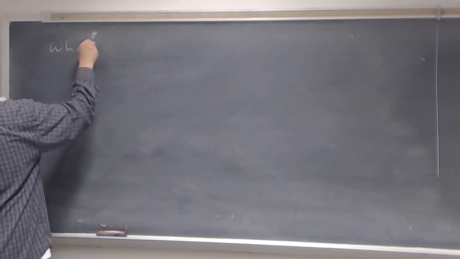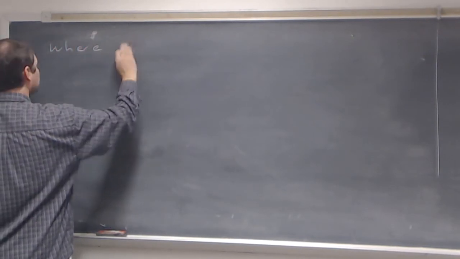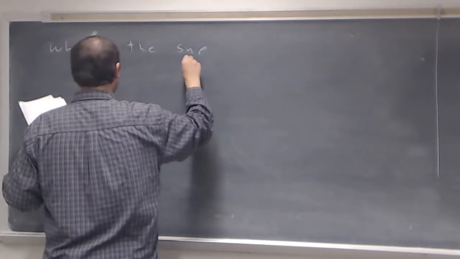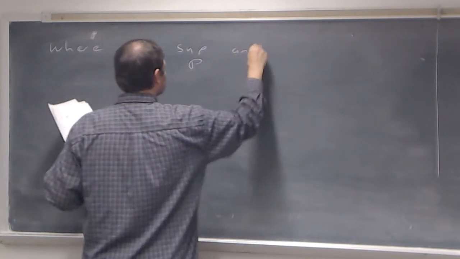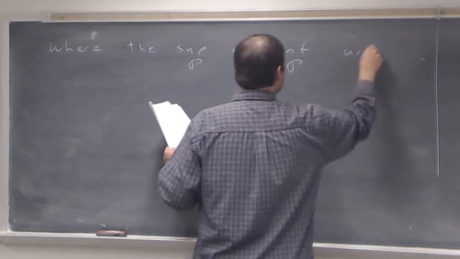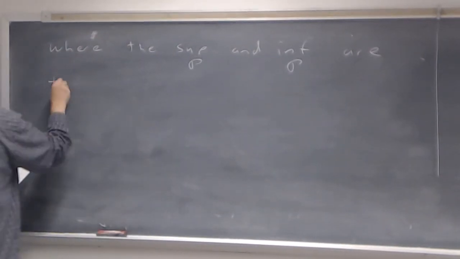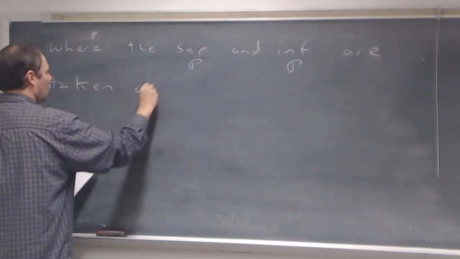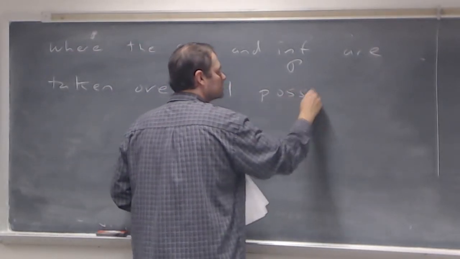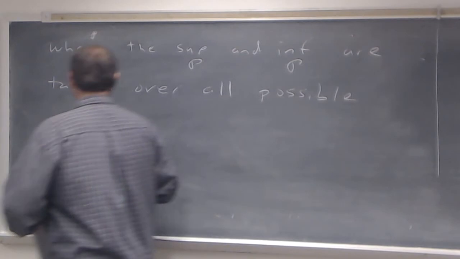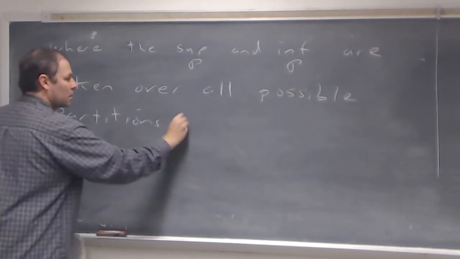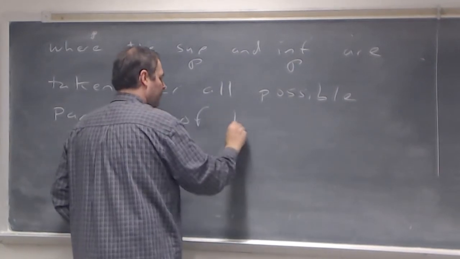Where the sup over P and the inf over P are taken over all possible partitions of the closed interval from A to B.